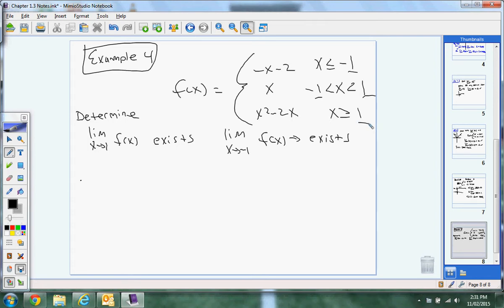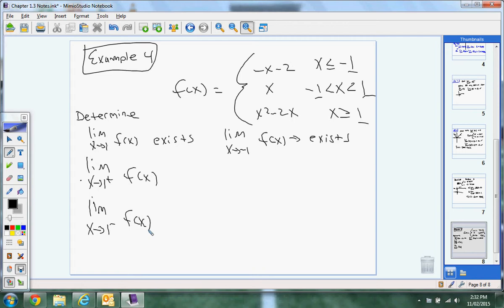So the first one, let's go ahead and look at 1. In order to do this, just like we did in our warm-up, we have to approach 1 from the right, and we have to approach 1 from the left of f of x. Again, we're approaching from that direction. That'll put us into one of our pieces.